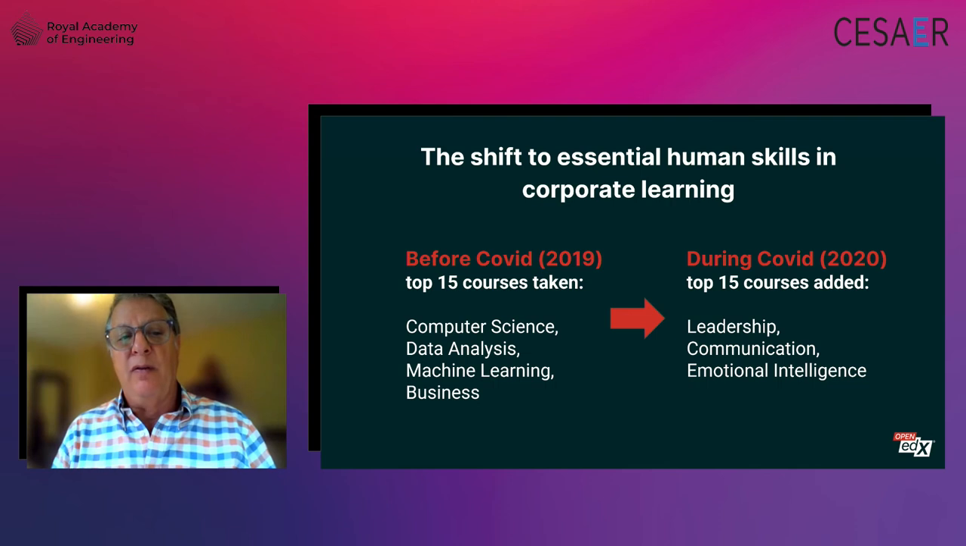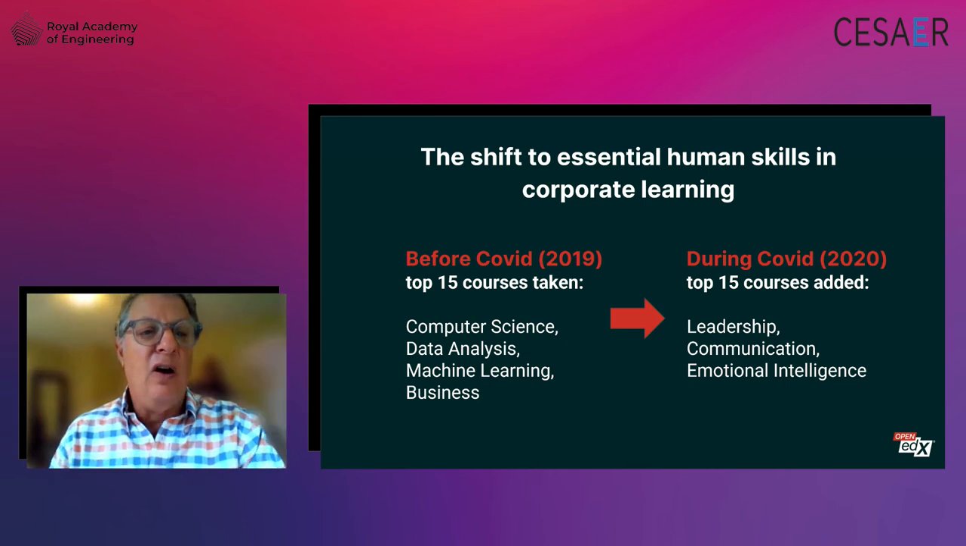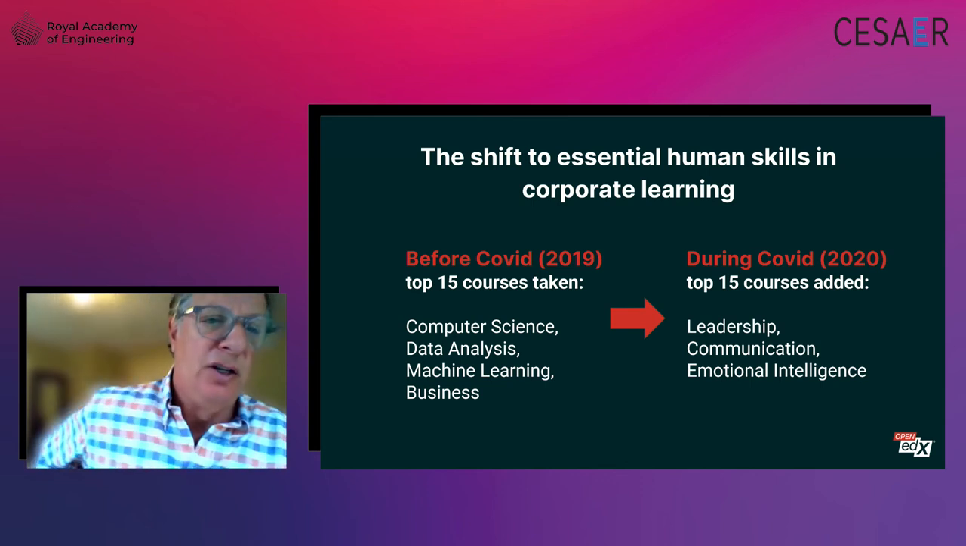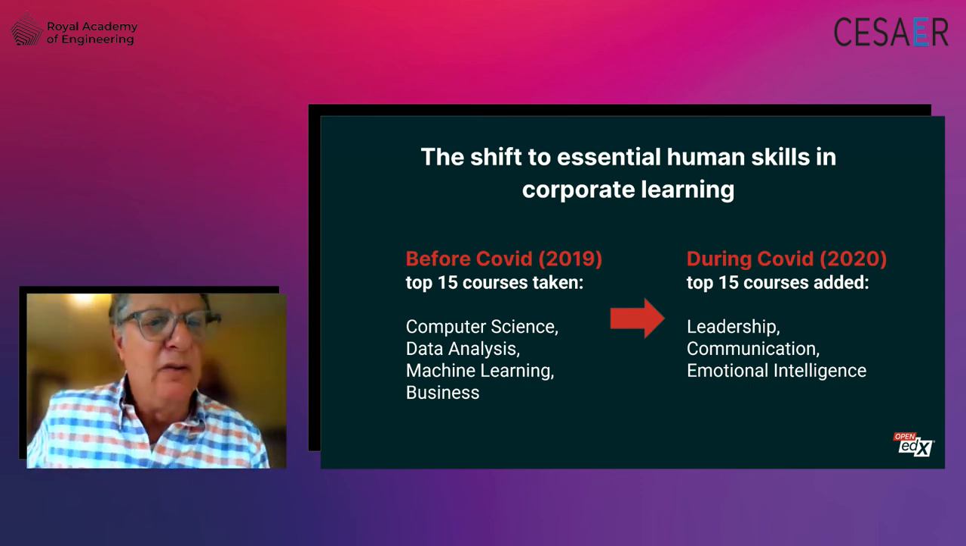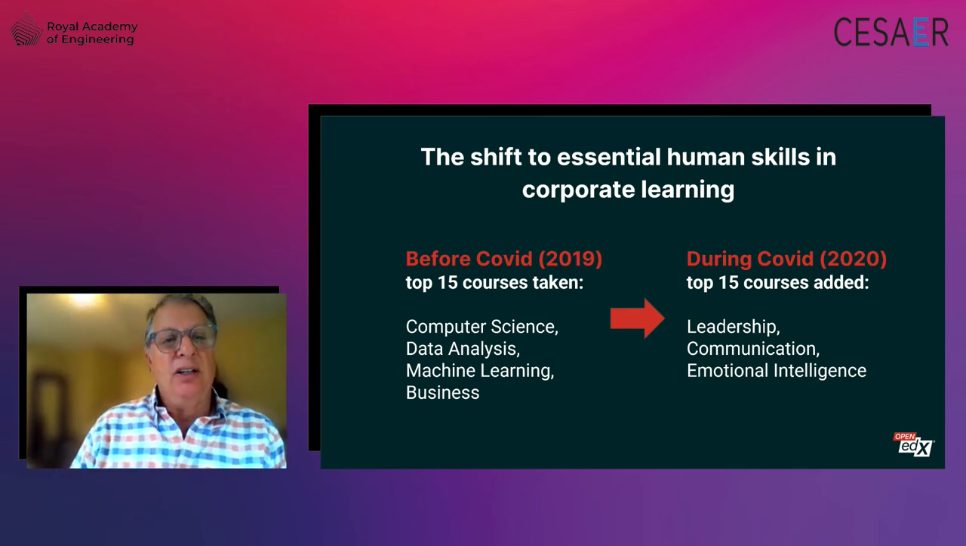Before COVID, the top 15 courses we took looked like this. They were in computer science and data and machine learning. Out of all the 3,600 courses, these are the ones that get the most attention. After COVID broke, in the top 15 courses, we now saw leadership, communication, emotional intelligence, creative problem solving, living in a world of screens, working in remote groups, all of these as credentials that signal that there is a new normal coming that we have to think about and apply ourselves to.